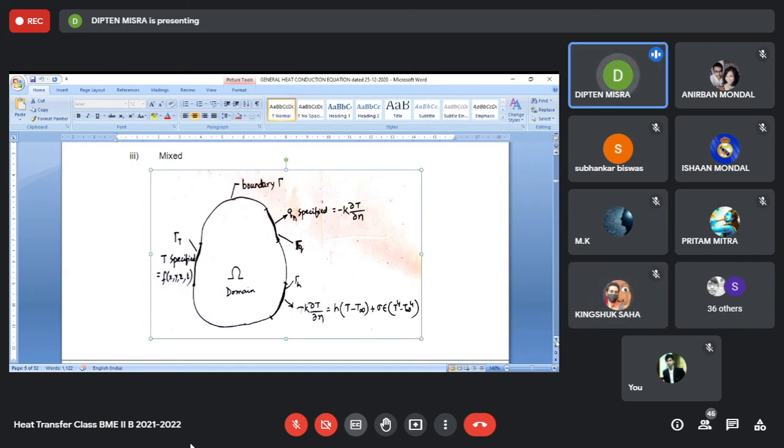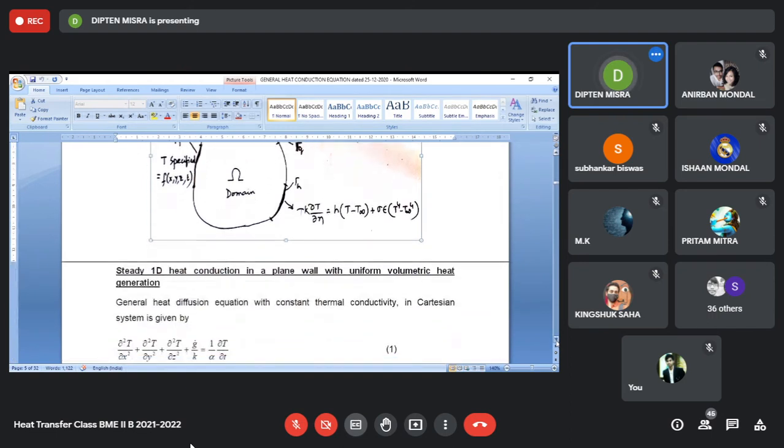So a problem will be solvable when a Dirichlet or mixed type boundary condition is known, that is, the convective-radiative type boundary condition is known. But if we have a problem where we only know the heat flux type boundary condition or temperature gradient boundary condition, that problem cannot be solved. Okay.